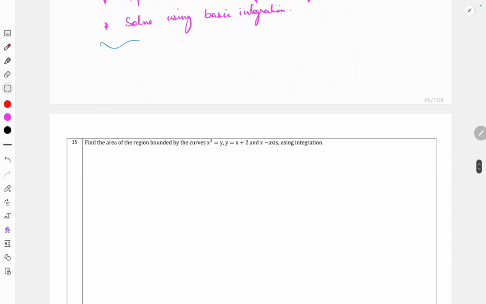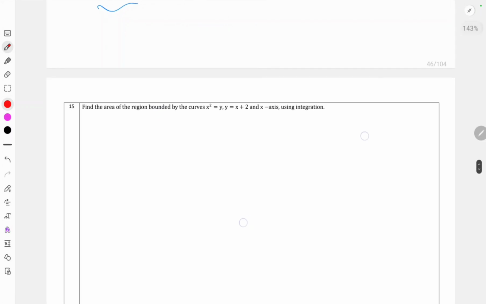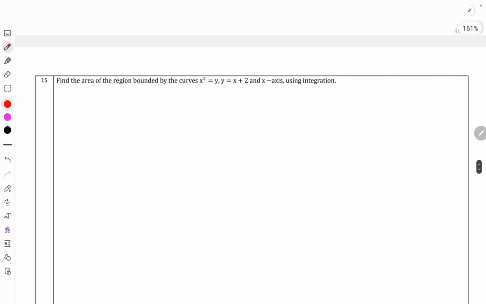Find the area of the region bounded. The meaning of bounded is that it should be closed. Suppose I have a shape like this, this is bounded, closed. This part is not closed, so this is unbounded. We can find the area if it is bounded. So find the area of the region bounded by the curve x square equal to y, y equal to x plus 2 and the x-axis using integration.